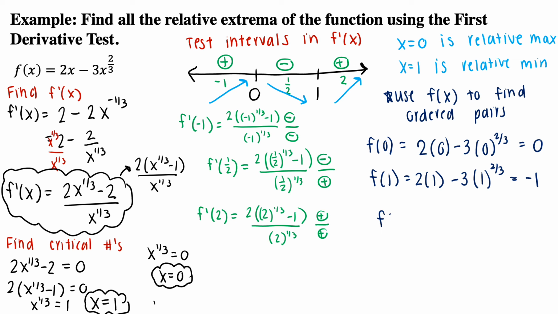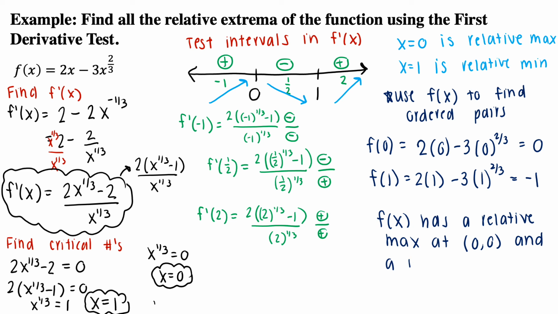So we can say our function f of x has a relative maximum at the point (0, 0), and a relative minimum at the point (1, -1).